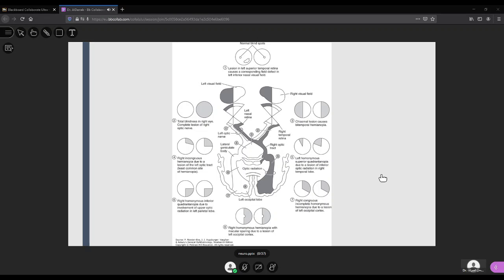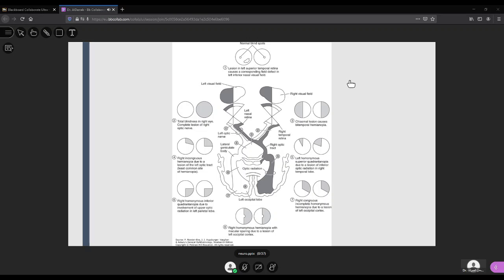So this is a very important slide, and the next slide as well, because it will summarize the whole visual pathway lesions. So these are the normal blind spots. The blind spot would represent the optic nerves in the visual field.